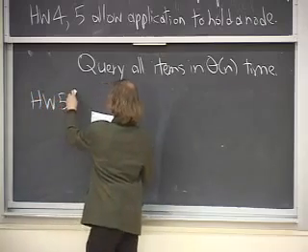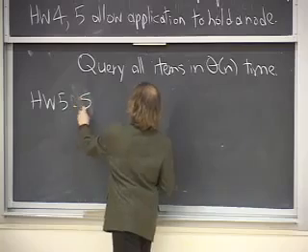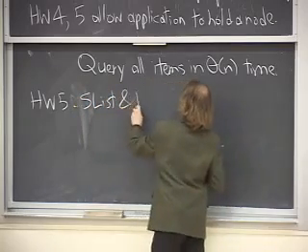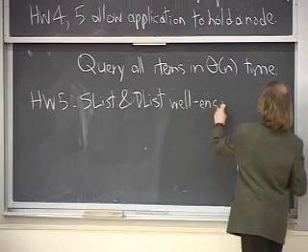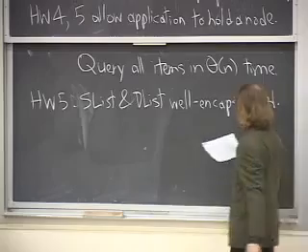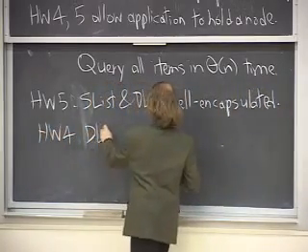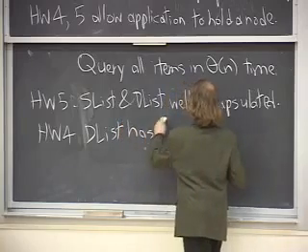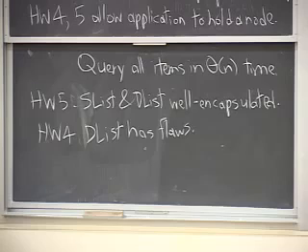So again, the homework 5 lists, S list and D list, are, as far as I know, well encapsulated. And the homework 4 D list has flaws. And I will spend the rest of this lecture enumerating those flaws and how they got fixed in homework 5. Let's start with number 1.